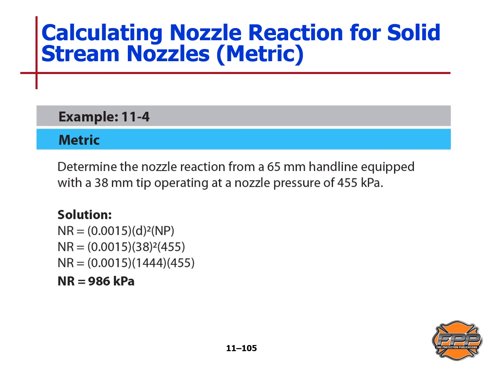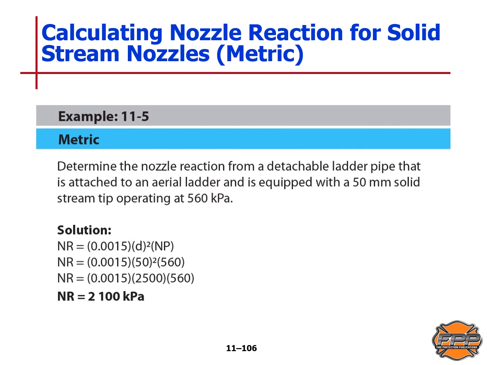Next line, plug in your values. Nozzle reaction equals 0.0015, that's your constant, times 38 squared because it's a 38 millimeter tip, times 455 because that's your nozzle pressure, 455 kilopascals. You factor that out on the next line and then multiply those together, and your solution is nozzle reaction equals 986 kilopascals.